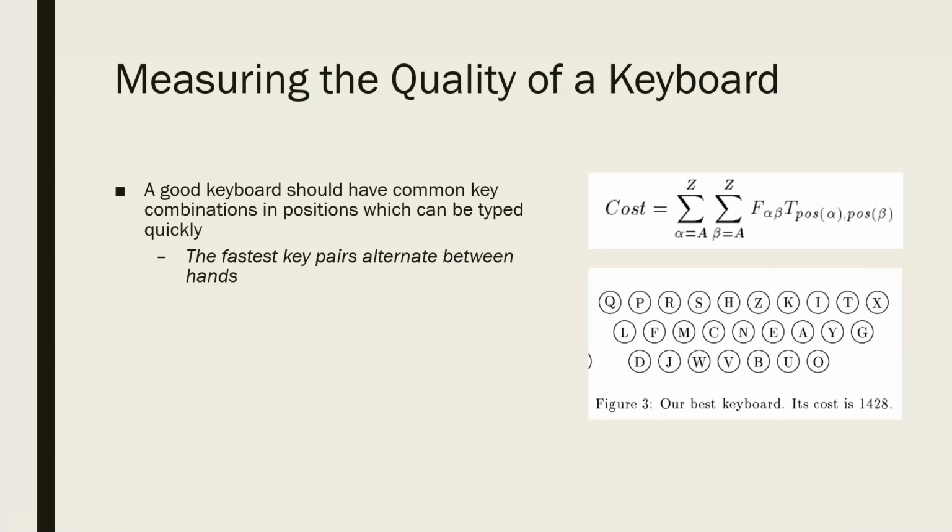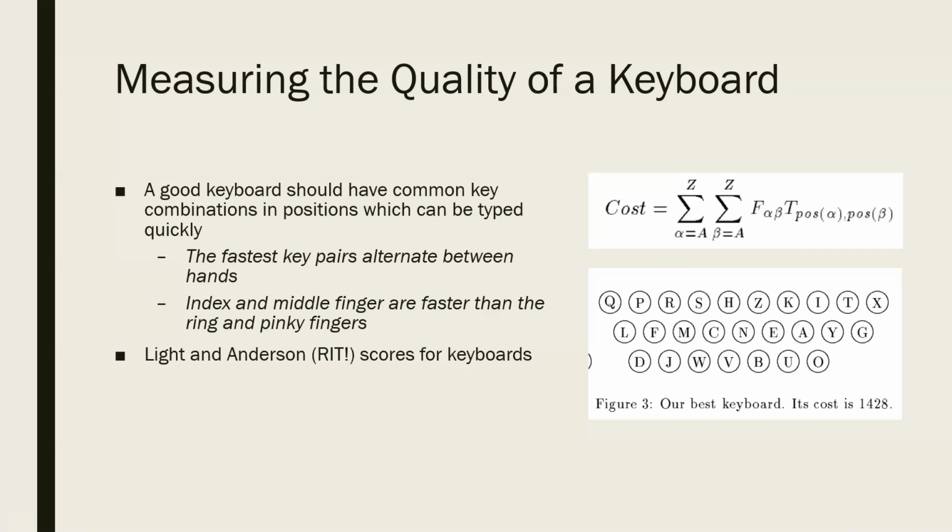Well, first of which is that the fastest key pairs are things that alternate between the hands. So if we know that two letters are common in a particular language, like TH in English, then we should have T on the left side and H on the right side, and things like that. And we also know that the index and middle fingers are faster than the ring and pinky fingers. So that probably means we should put the more frequent and important letters in the center of the keyboard and the less frequent ones away. That would make a more optimal keyboard.